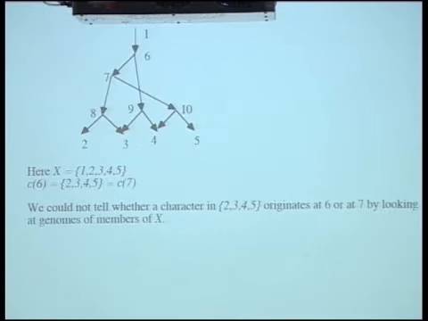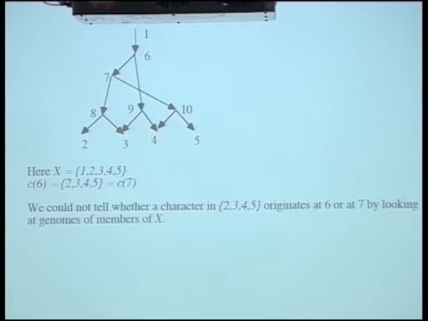Let's look at this first example. Here's a network. X is 1, 2, 3, 4, 5. Notice that C of 6 is 2, 3, 4, and 5. Here's easy to get 3 to 4. Here's easy to get to 2. Here's easy to get to 5. But C of 7 is also 2, 3, 4, and 5.